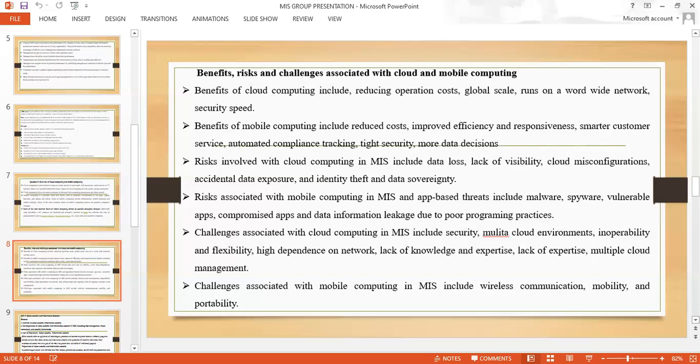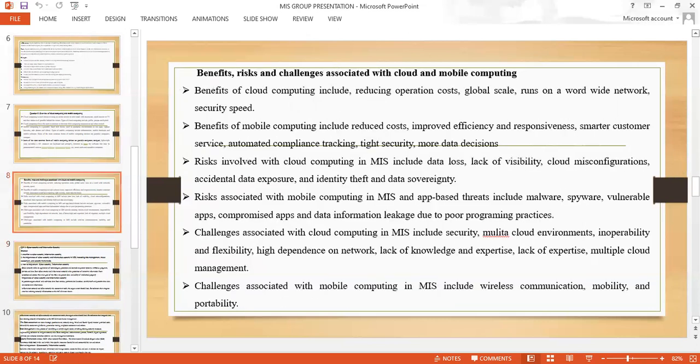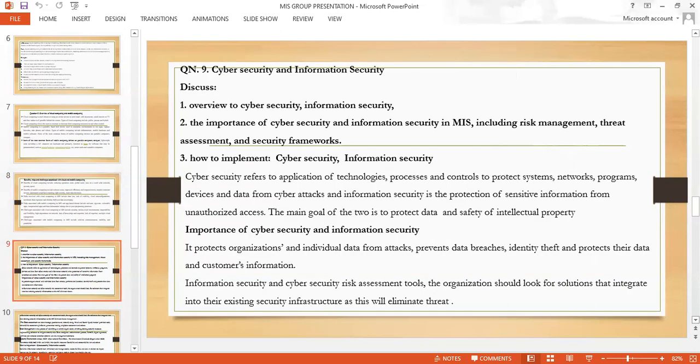Lastly, the challenges associated with mobile computing in MIS include wireless communication, whereby the links are quantitatively different from wire links. Then there is mobility, which requires centralized name services. And also there are physical challenges, whereby portable computers face physical challenges such as volume and weight.